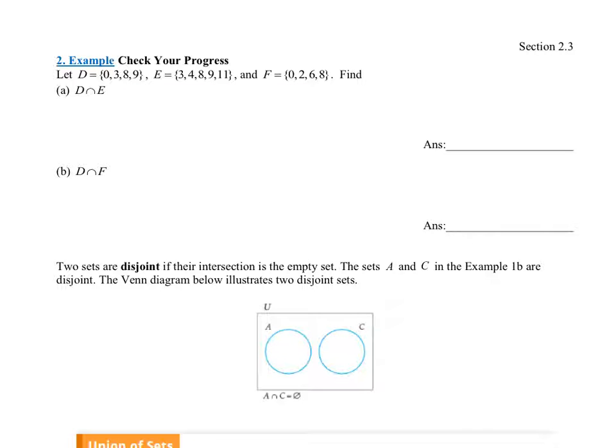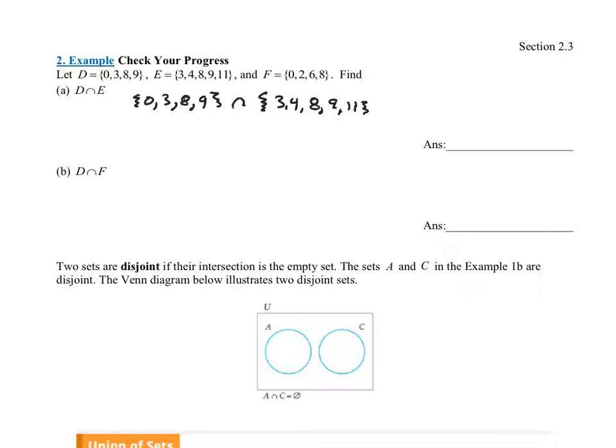Example 2 here says, let D equal the set 0, 3, 8, 9, let E equal the set 3, 4, 8, 9, 11, and let F equal the set 0, 2, 6, 8. Find D intersect E. So again, the first thing that we do is we write down D, which is 0, 3, 8, and 9. We want that intersected with E, in this case 3, 4, 8, 9, and 11.